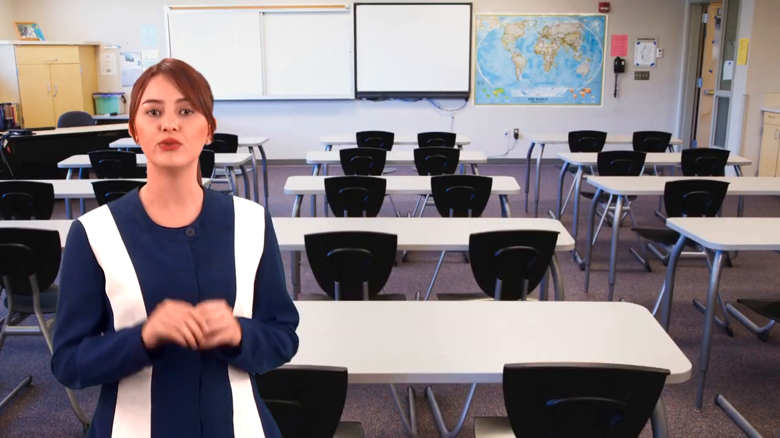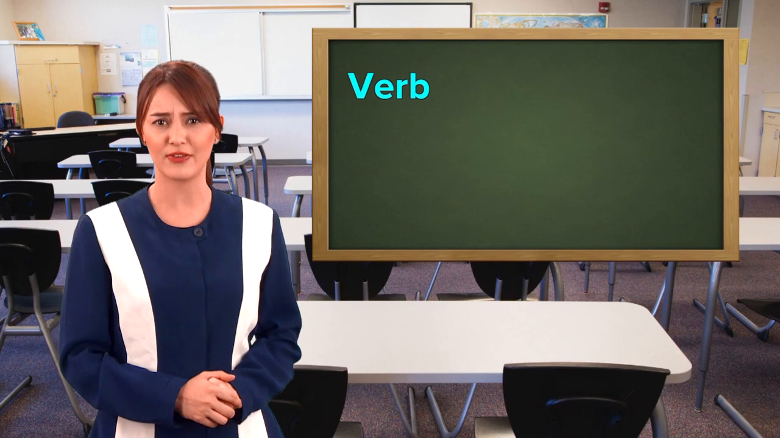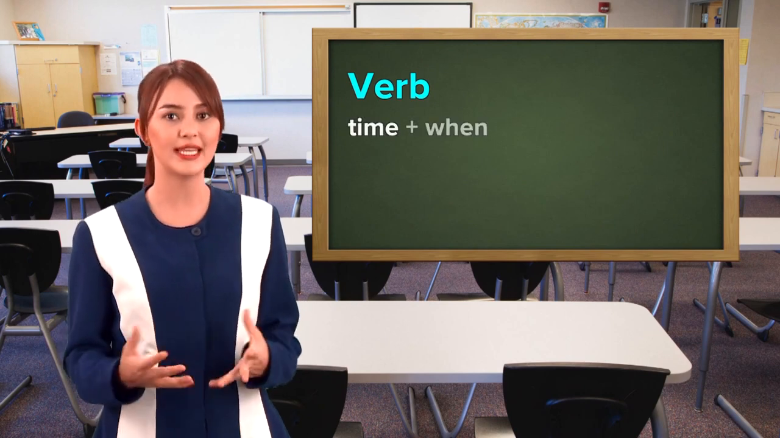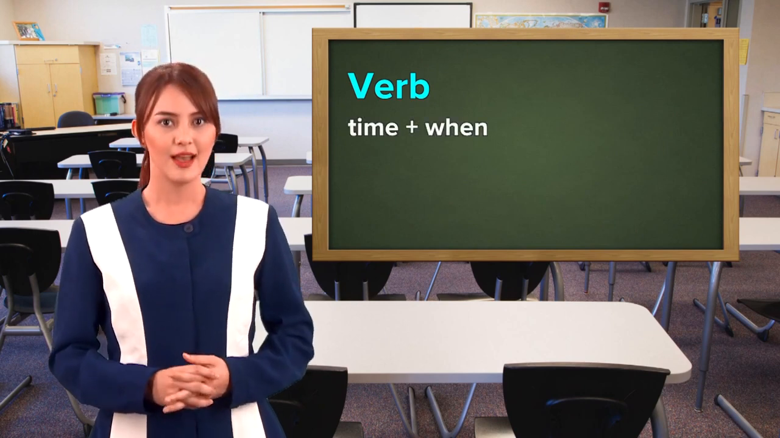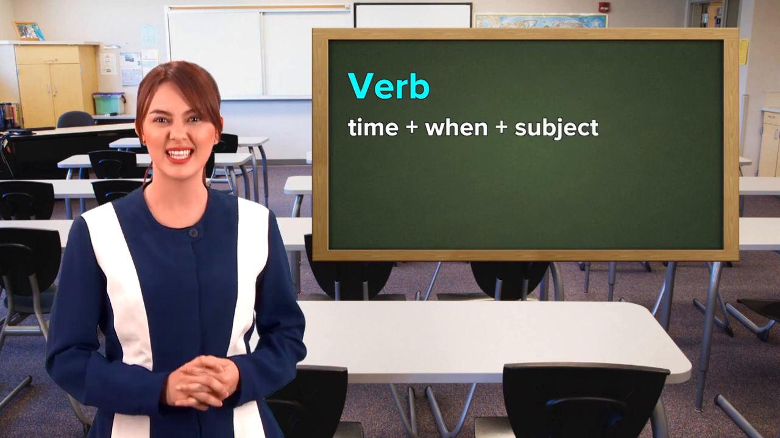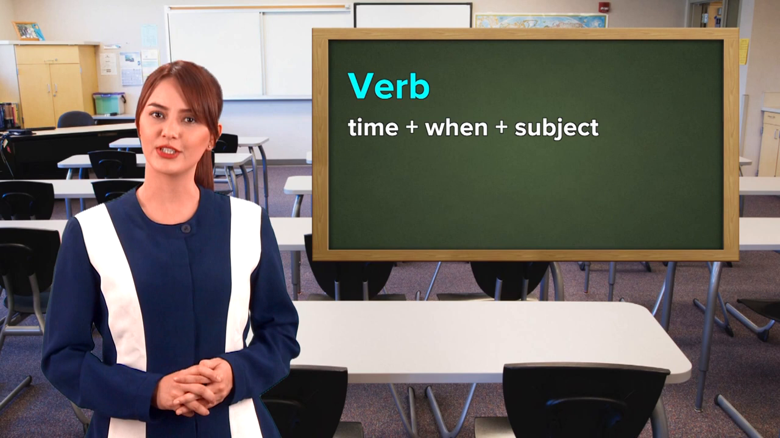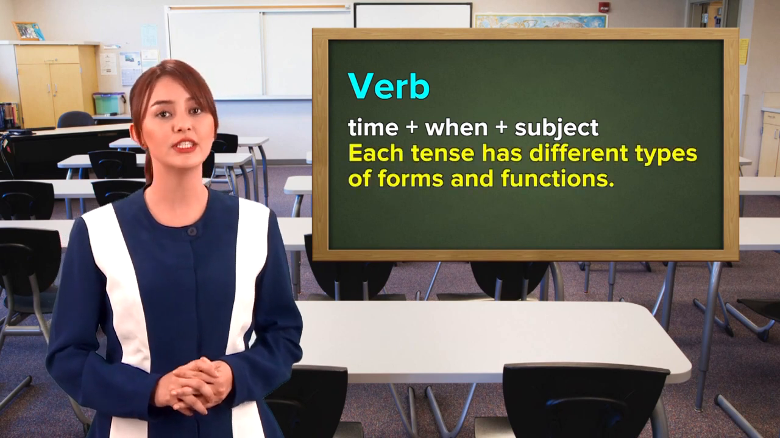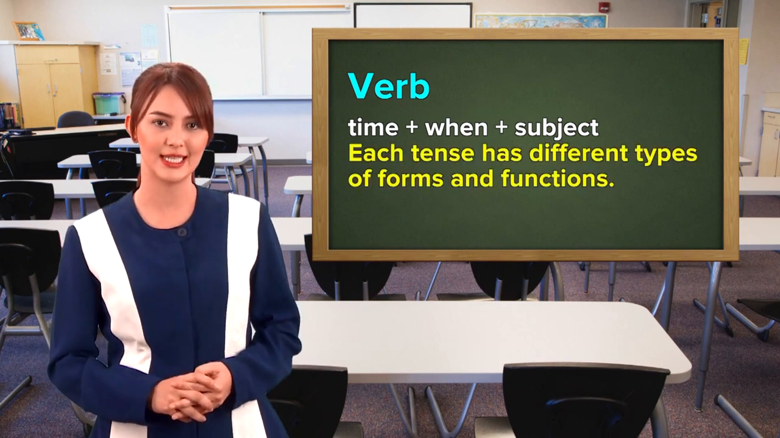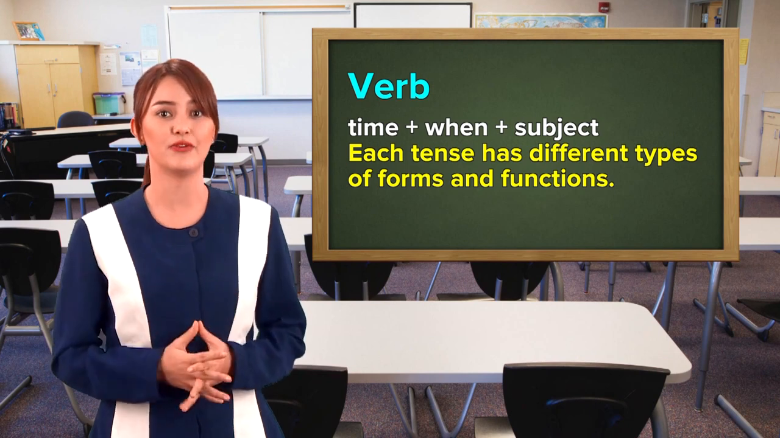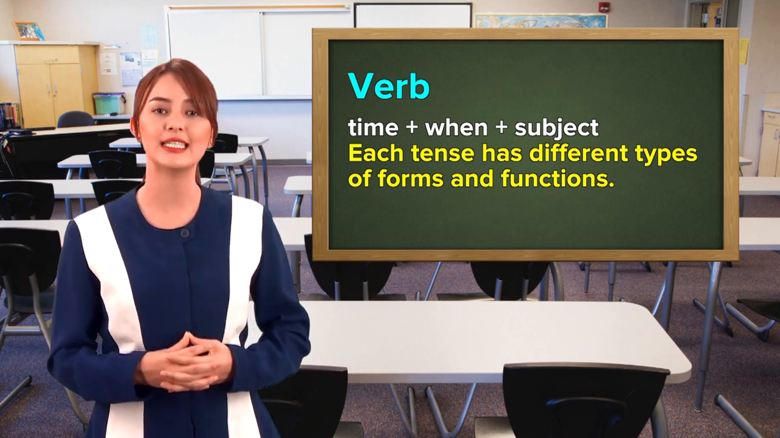English language is unique because the verb is always affected by time or when the action has taken place. Sometimes the subject in the sentence can also affect the spelling of the verb. As a result, each tense has different types of forms and functions.